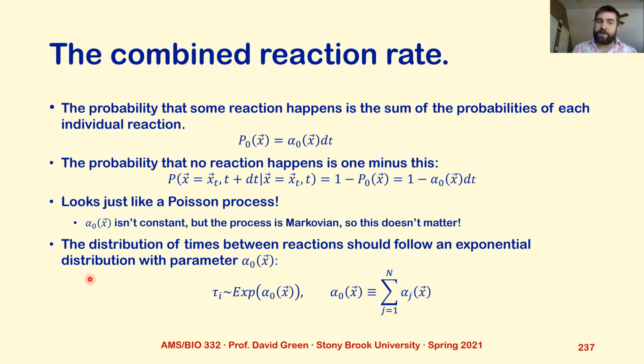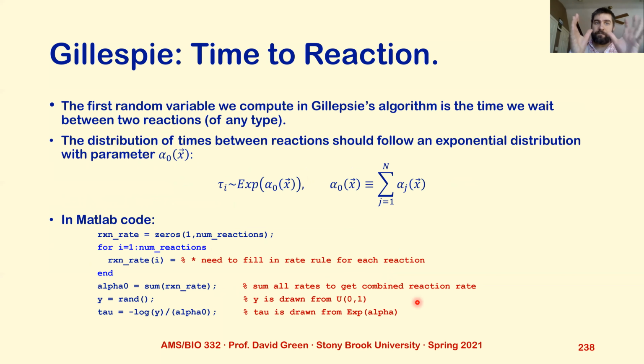It should follow an exponential distribution with the parameter alpha naught. That is, the time we wait is drawn from an exponential distribution, alpha naught, where alpha naught is this sum. This is our first really key important piece. It tells us how long we have to wait for a reaction to happen. In the Gillespie algorithm, the first thing that we compute is the time we wait for something to happen.